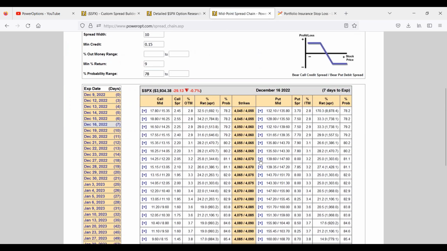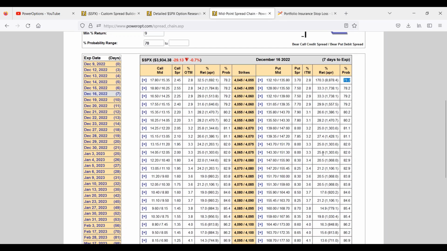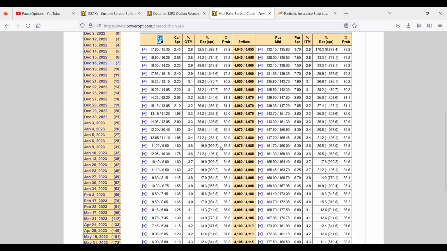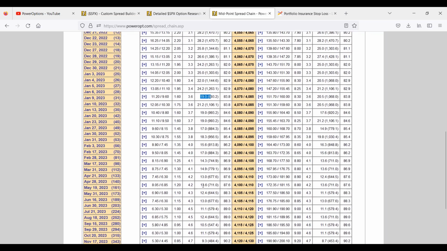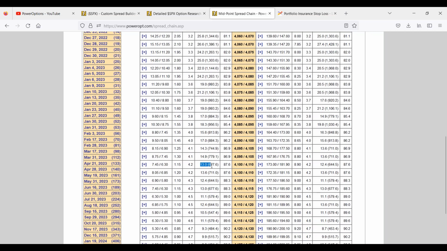There we go. Okay, so here we see the probability 78%, 80%. What's happening? The returns are declining. And this is our bear put debits. And here's our bear call credit. So when we get up into that probability of 83% or so, yeah, still looking at double-digit returns at midpoint prices for the bear call credits, which is good. But you can compare it side by side to the debit spread.